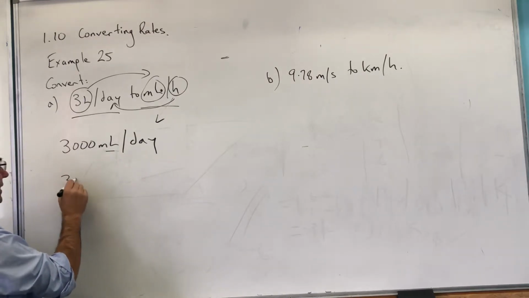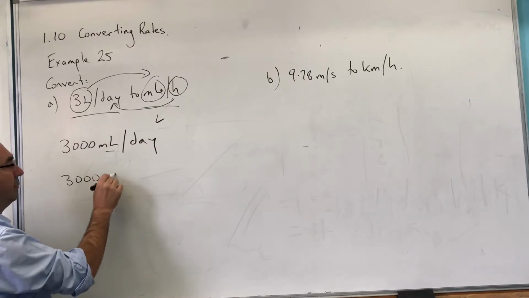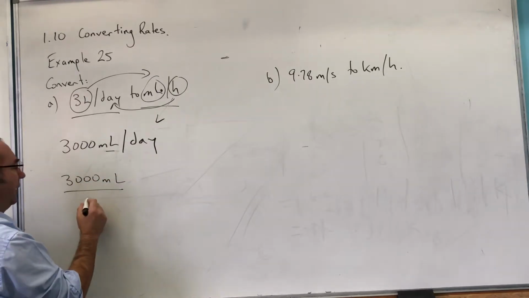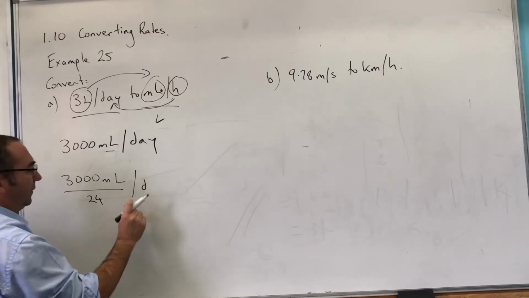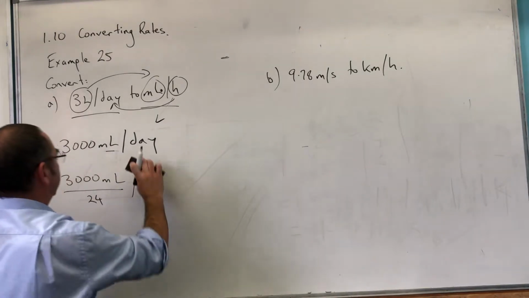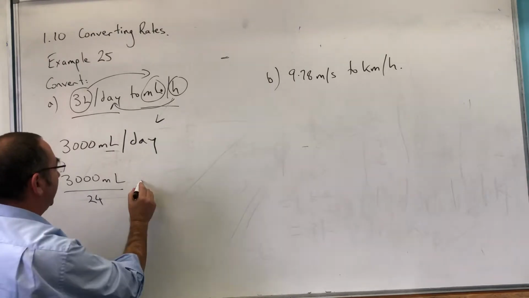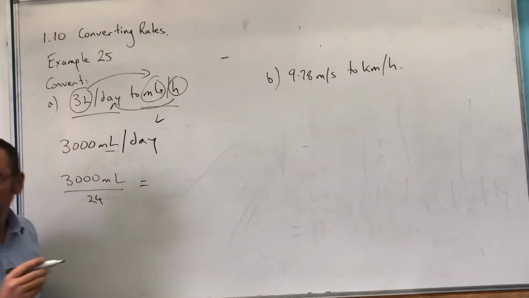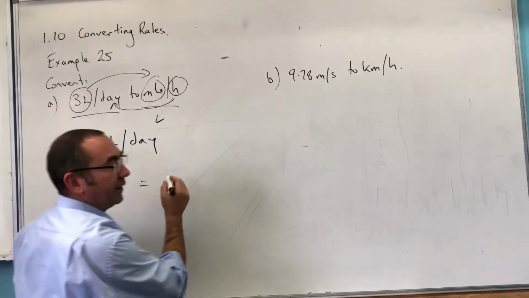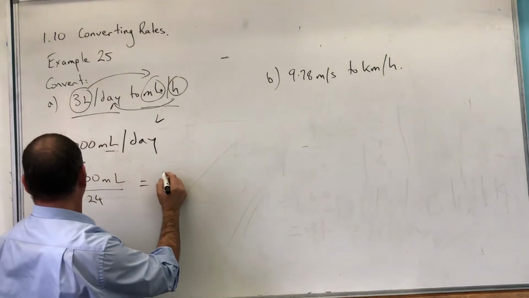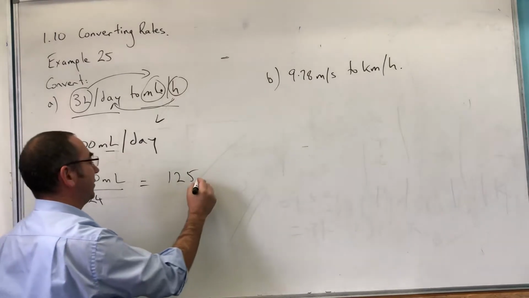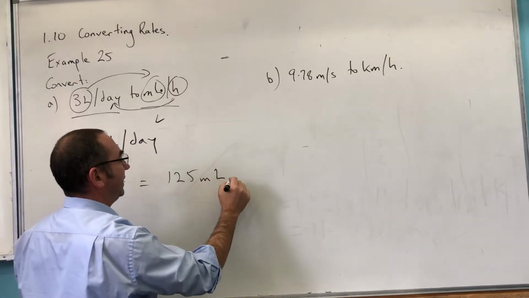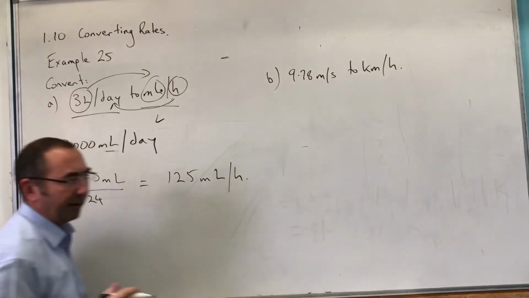So 3,000 millilitres over 24 equals, can someone... 125. What was it, sorry? 125. 125? Yep. So that's 125 millilitres per hour.